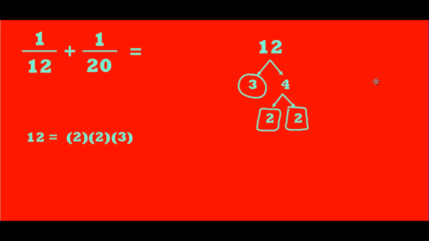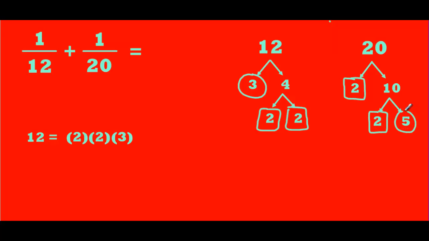Let's do the same thing for 20. If you find two numbers that multiply to 20, let's say 2 and 10, well, 2 is a prime factor. So we're going to put a box around there. 10, we can find two numbers that multiply to 10, say 2 and 5. And again, 2 and 5 are prime factors. So let's put boxes around those too. So 2 multiplied by 2 multiplied by 5 equals 20. And it turns out that those are the prime factors. 2 times 2 times 5 equals 20, and 2 times 2 times 3 equals 12.